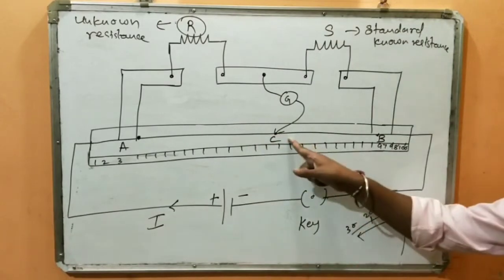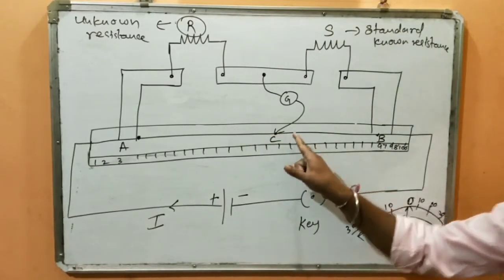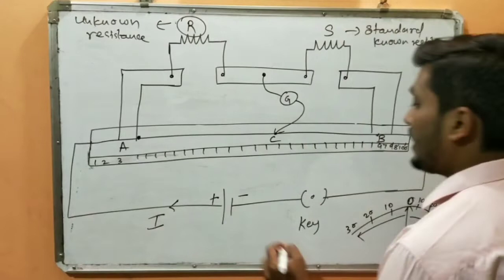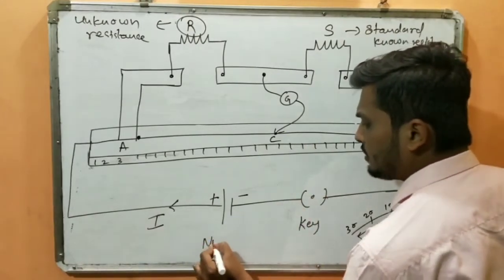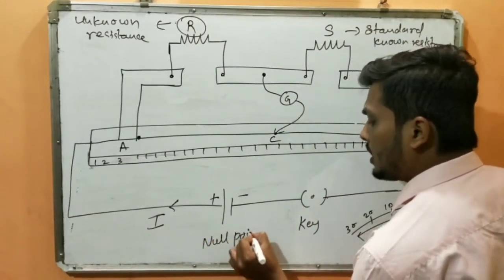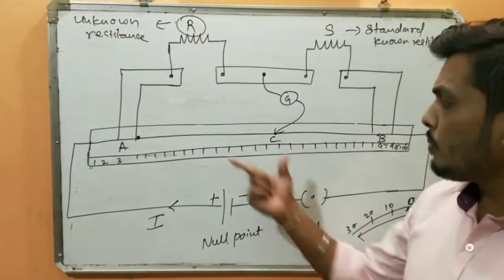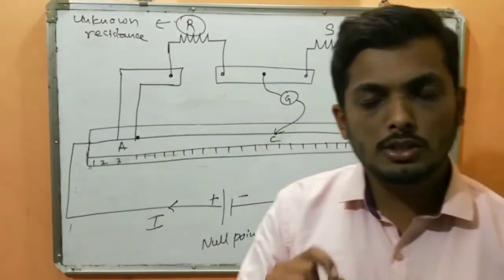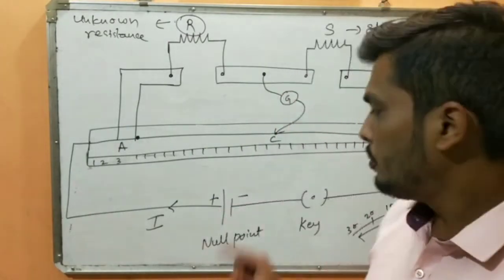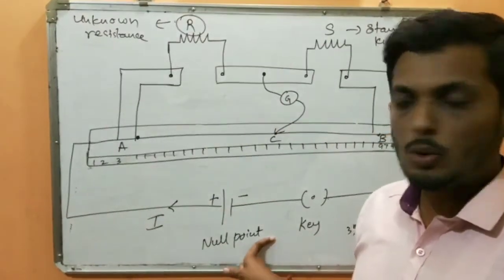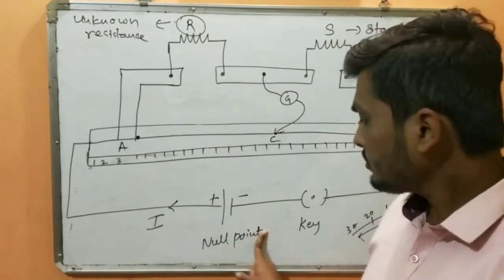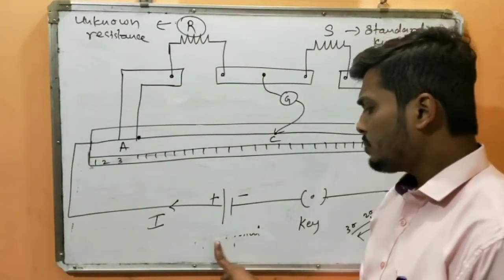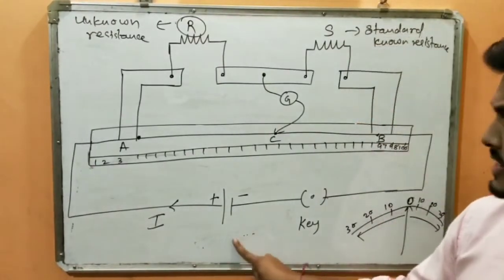So for instance, I have marked the point C. What does C indicate? C indicates the balancing point, or in technical terms I would call it a null point. A null point is that particular point on a meter bridge wire where the galvanometer reading is shown as 0. That is called a null point. At this point the balancing condition is satisfied.